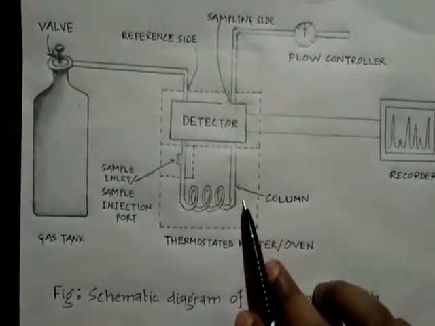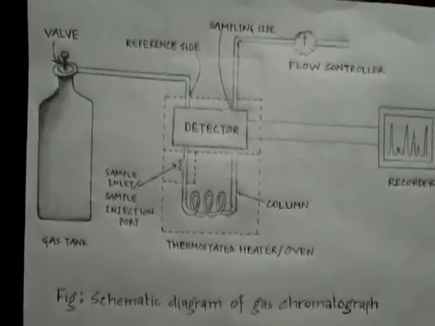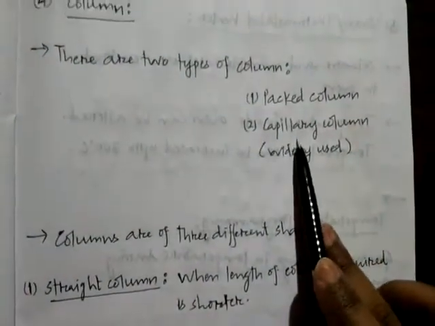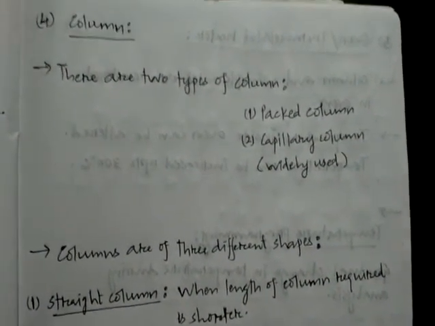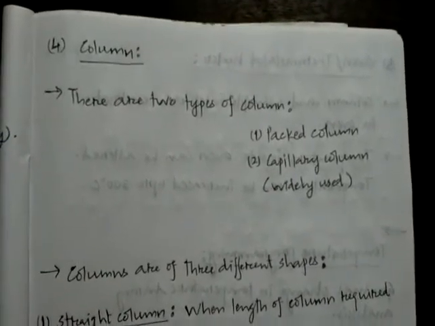The next component is the column. The most important factor in gas chromatography is the selection of the proper column, which acts as the stationary phase for the particular separation to be attempted. There are two types of column: packed column and capillary column. Capillary columns are widely used nowadays as they offer the advantages of high resolution with narrow peaks, short analysis time, and high sensitivity.